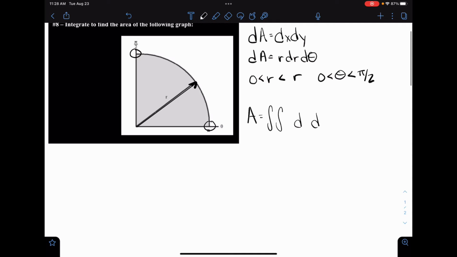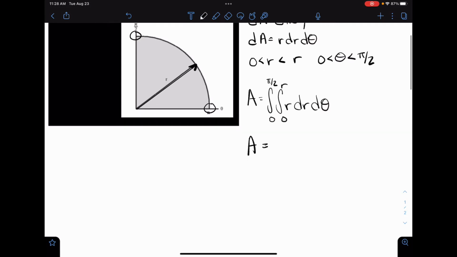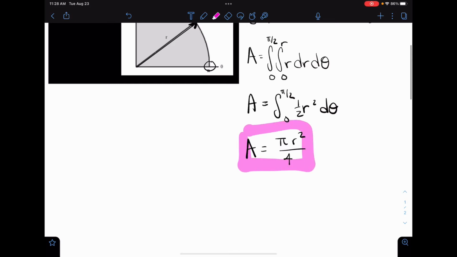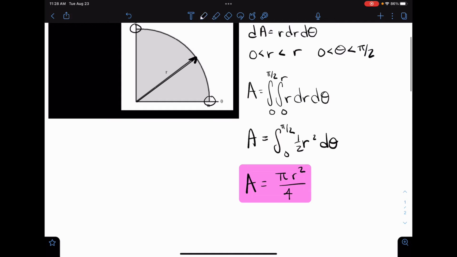And then we're just going to solve this integral. And then you'll find the area equals pi r squared over 4. And this makes sense because if you think about what the area of a circle is, it's pi r squared. You only have 1/4 of your circle, therefore you have pi r squared over 4.